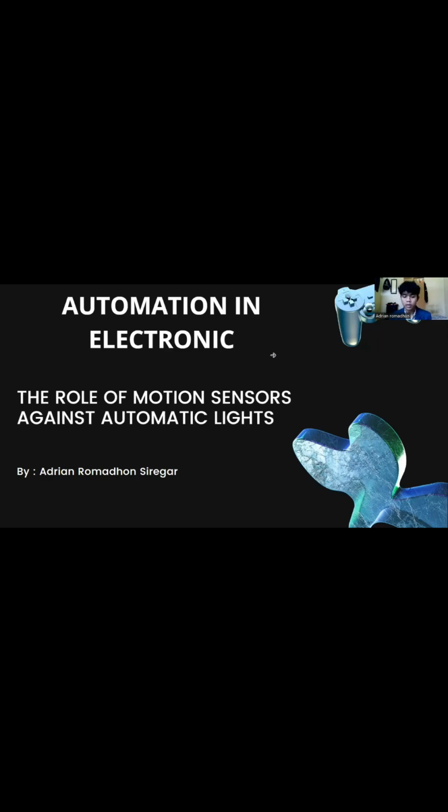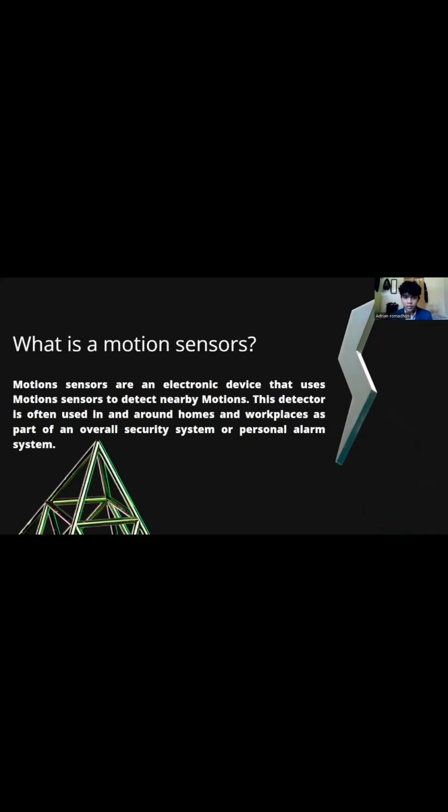I would like to talk about the role of motion sensors in automatic lights. Finally, I would like to say something about motion sensors. What is a motion sensor? Motion sensors are electronic devices that detect nearby motion. This detector is often used in and around homes and workplaces as part of an overall security system or personal alarm system. Light bulbs generally work by channeling electric current through filaments that heat up and produce light.